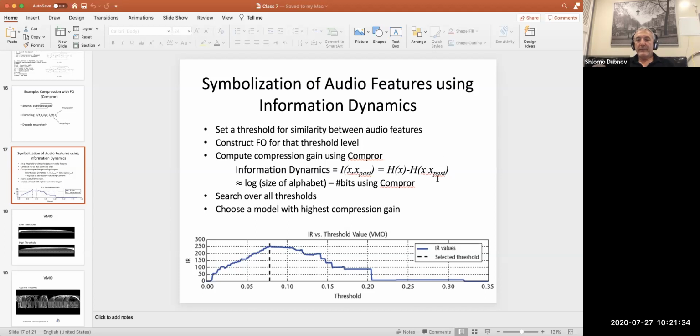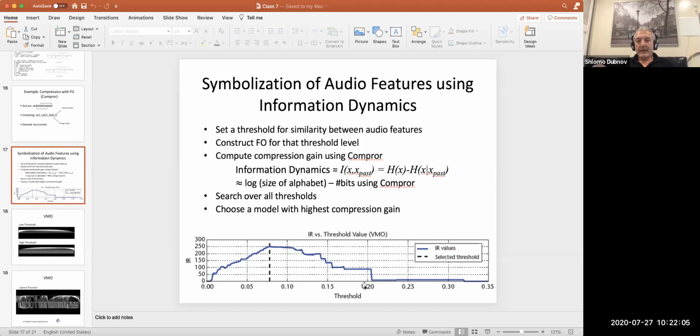So if the past doesn't tell us anything about the future, the conditional entropy becomes the same as the unconditional entropy. So H(X given the past) will be the same as H(X). So these two terms will be the same, and this will be 0. So at a very low threshold, just because we cannot predict anything, the mutual information of your present and the past is 0, because we cannot use the past in any useful way.